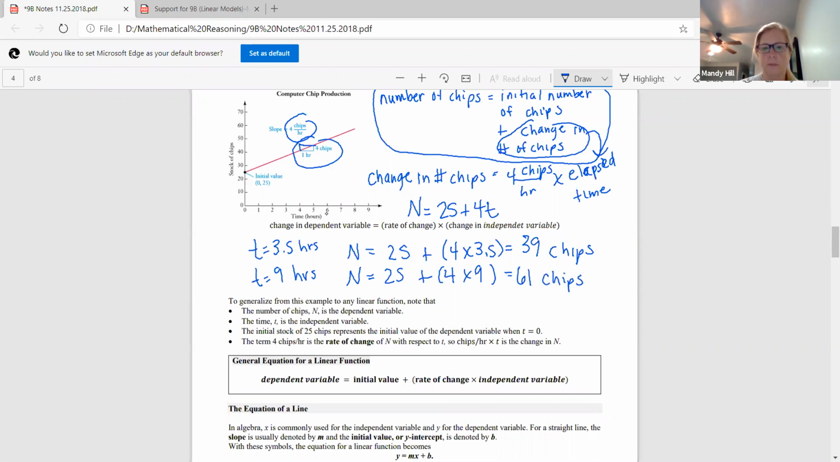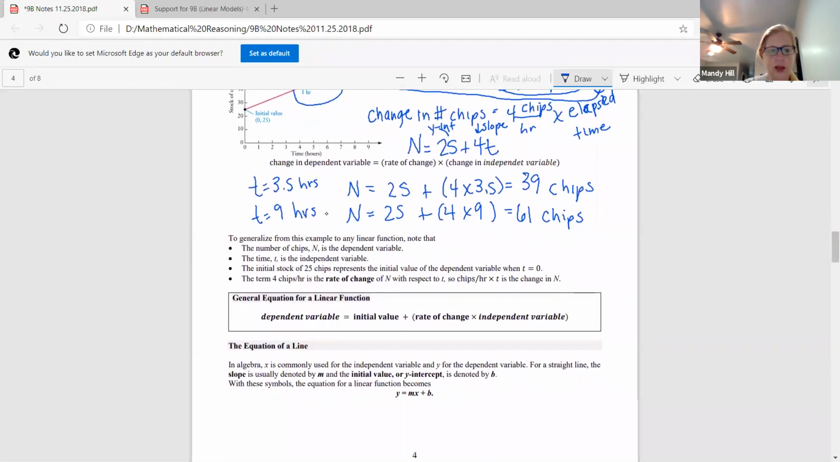Okay, so in this problem, the slope is the 4. This is our y-intercept, and we also call it our starting point. This is how many chips we started out with. The slope is always written in front of the number that you're going to multiply whatever it's changing by. And we're going to talk about that a little bit more in just a minute.